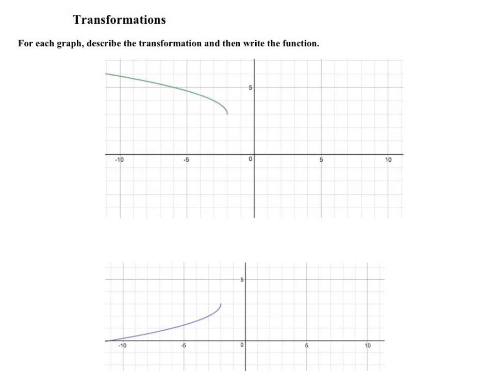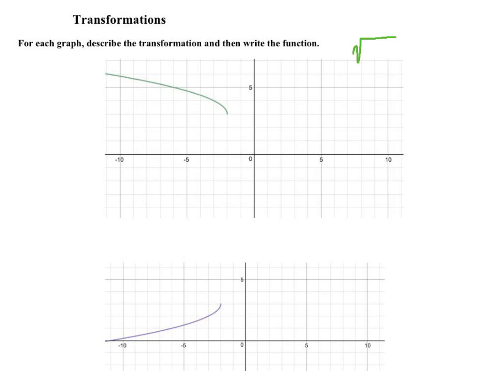In this lecture, we are going to talk about translations. And the translation that we're going to talk about is the reflection over the y-axis. So the first thing I notice is that my first graph is a square root graph. And the square root graph would look like that, or the function would look like the square root.